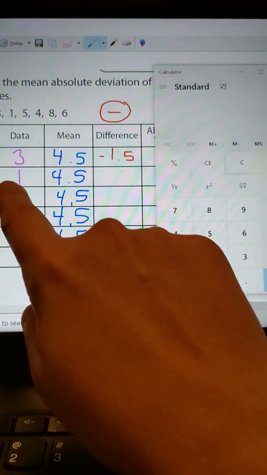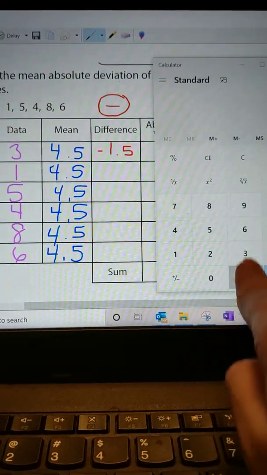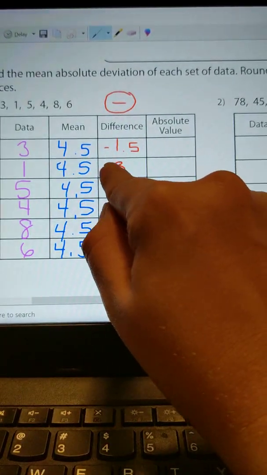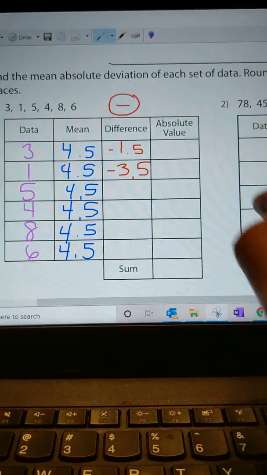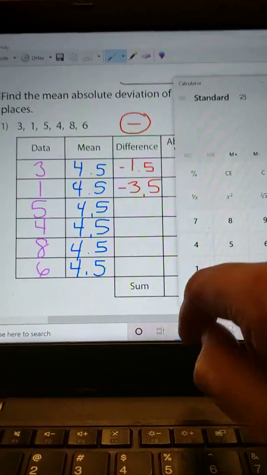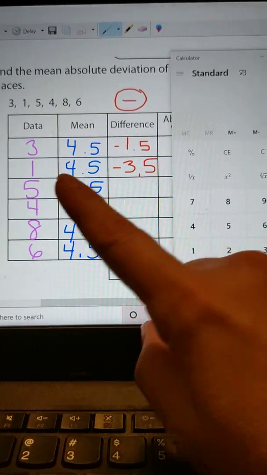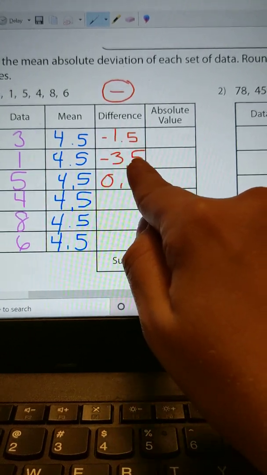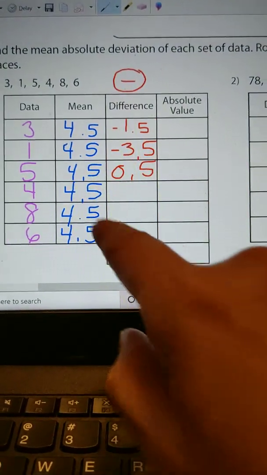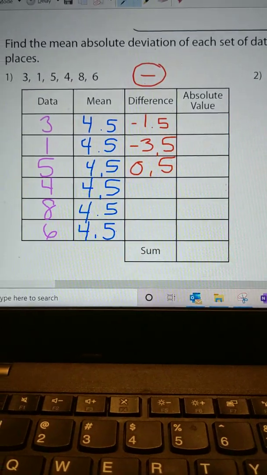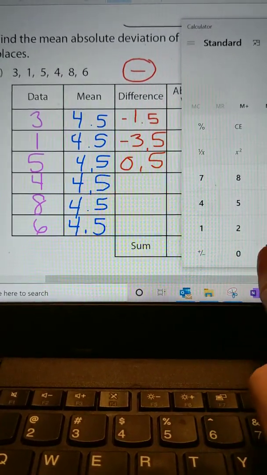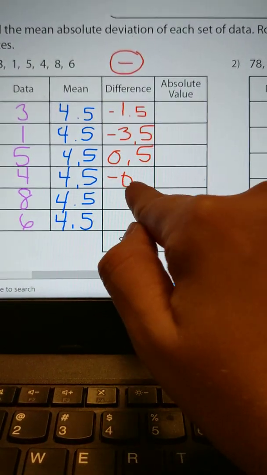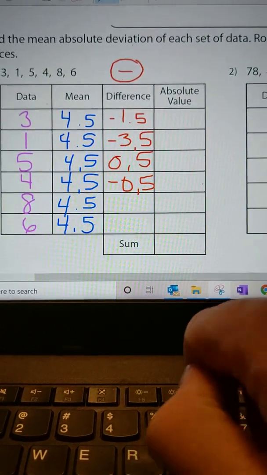So let's see, next one, 1 minus 4.5. Negative 3.5. Okay, next part is 5. 5 minus 4.5. That one I know. That one is 0.5. The next one is 4 minus 4.5, which is negative 0.5.